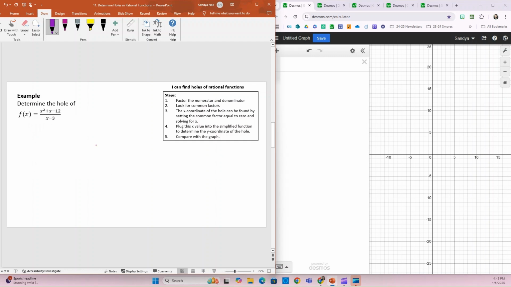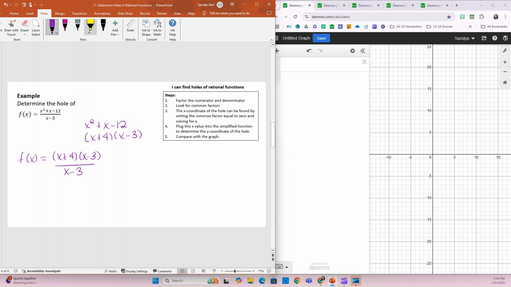Let's determine the hole of f of x equals x squared plus x minus 12 over x minus 3. The first thing we need to do is factor. If we look at the numerator, we have x squared plus x minus 12. This is going to factor into x plus 4 times x minus 3. If you need to review factoring, make sure you go back and review the factoring videos that are posted. I'm not going to get into too much detail on that here. So we have f of x now in factored form as x plus 4 times x minus 3, and in the denominator, we have x minus 3.